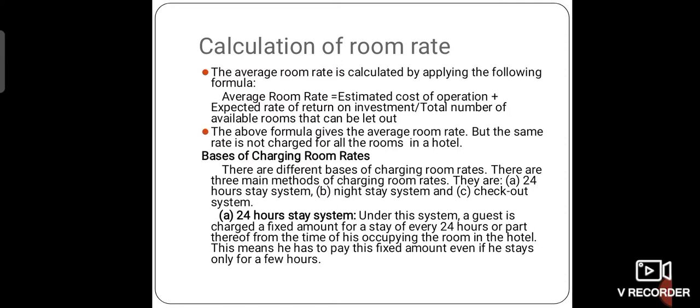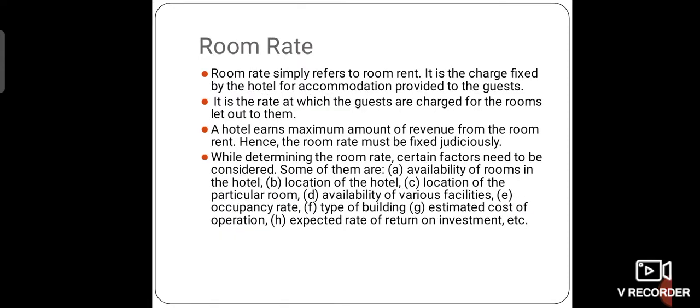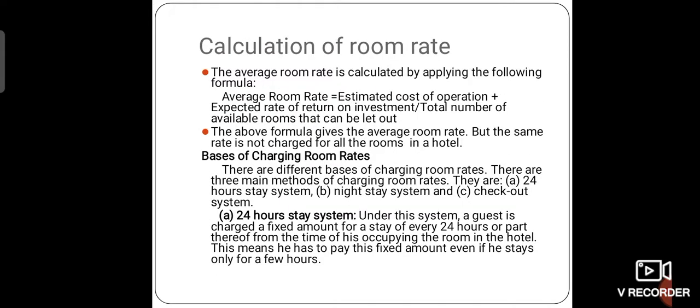Okay. Now, basis of charging room rates. There are different bases for charging. So, which are these? There are different bases of charging room rates. They are, one is 24 hours stay system, then night stay system and checkout system. Okay. So different bases for charging room rates. First one is 24 hours stay system, then next is night stay system and checkout system.